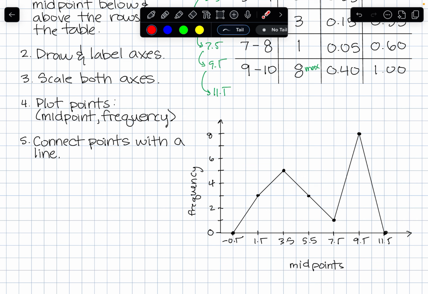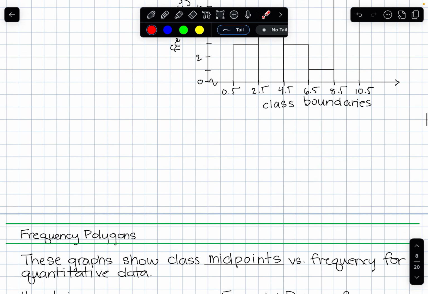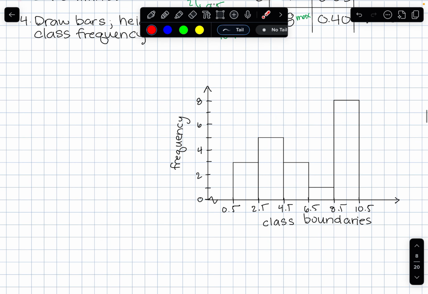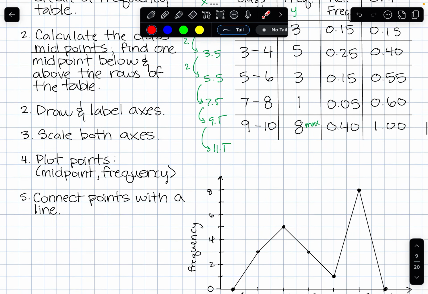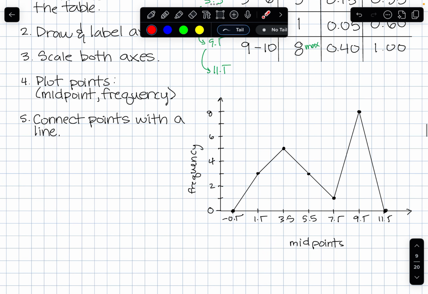I'm going to scroll back a little bit because you'll notice the overall shape, a smaller peak followed by a sharper, steeper peak, is something similar to what we saw in our histogram. A smaller peak followed by a much sharper peak. So both histograms and frequency polygons give us the same shape, just in slightly different ways.